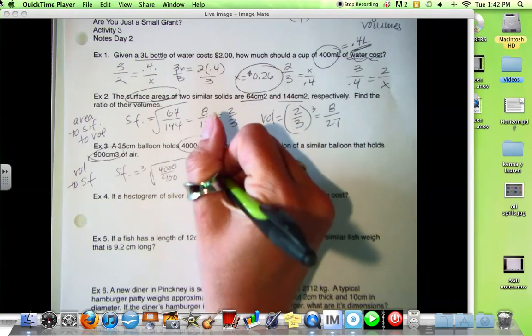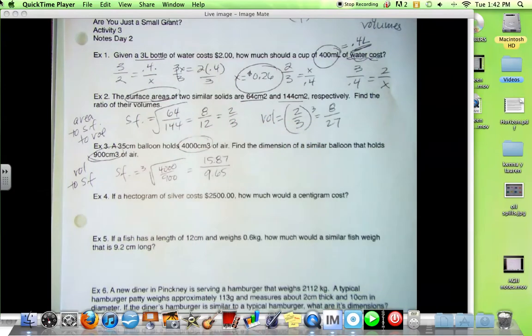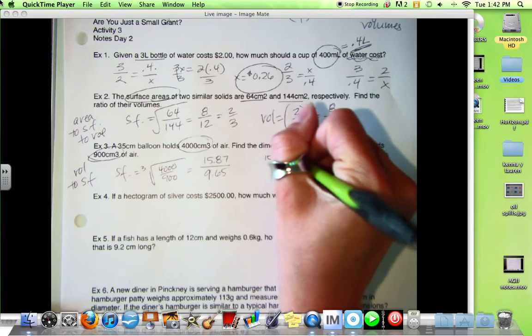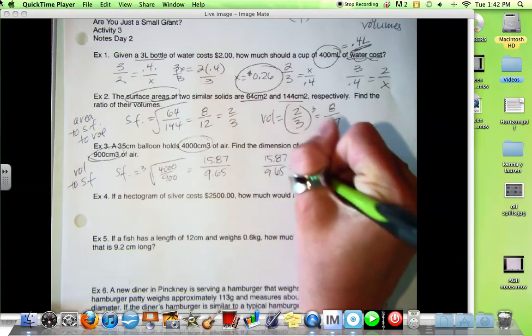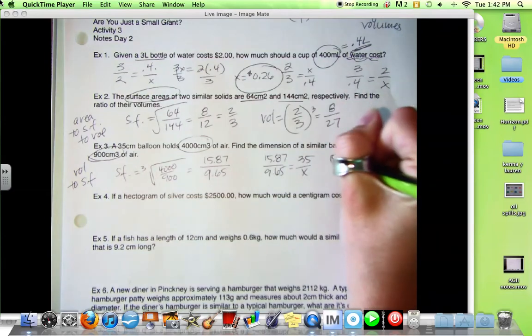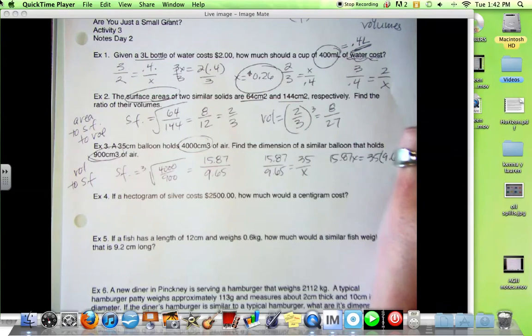Is that right? I do it? Yes. Okay. All right, so I have the scale factor. Now what am I going to do? 35 over x equals 35 over x. Okay. So 15.87 over 9.65 equals 35 over x. Everybody agree? Yeah. Okay. So I have 15.87x equals 35 times 9.65.